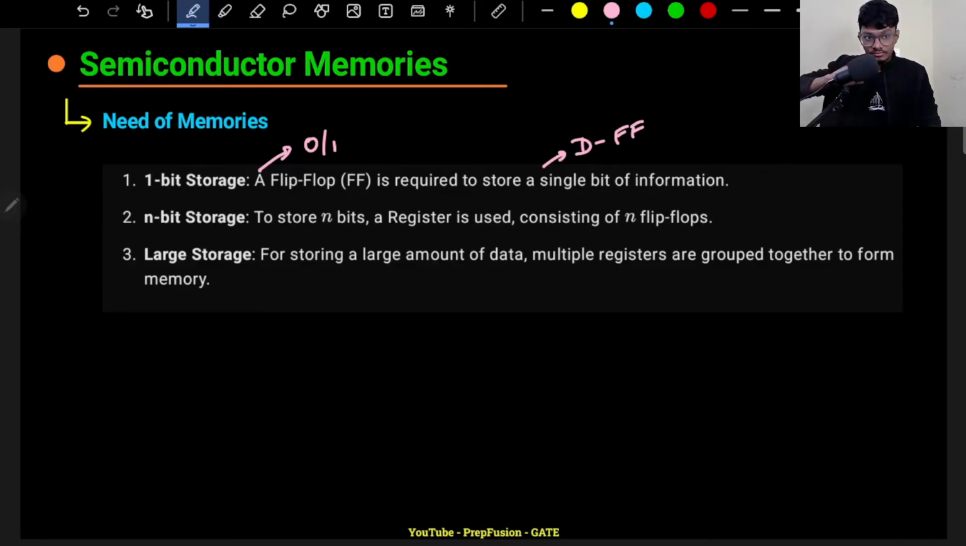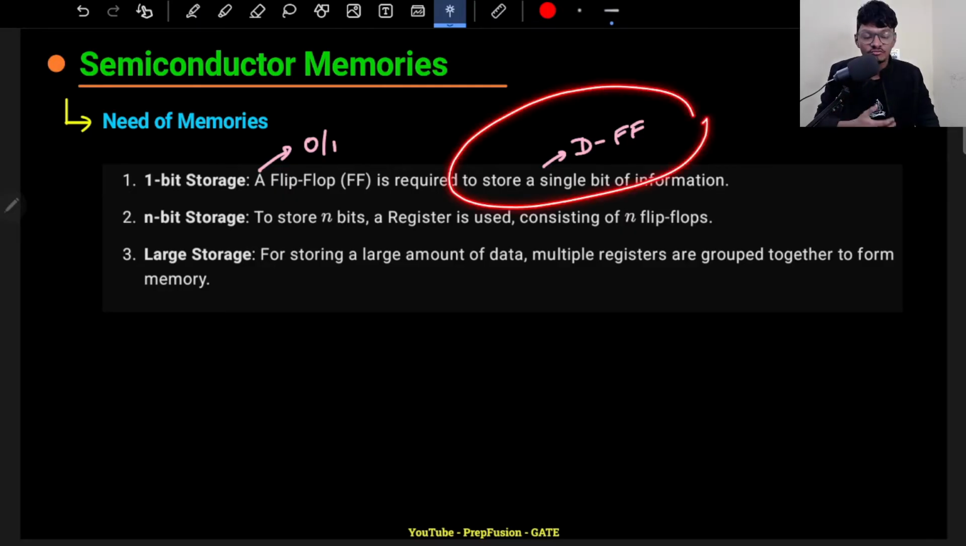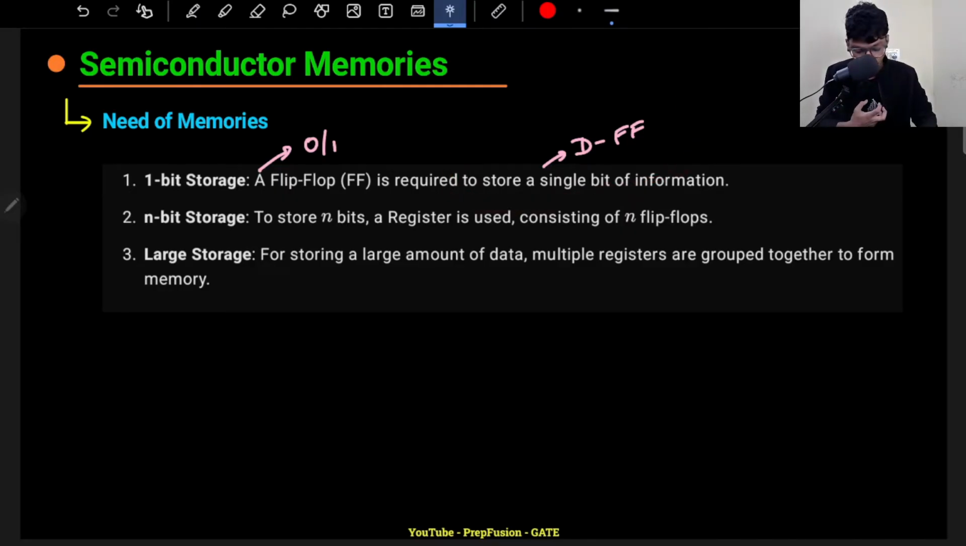First, you have to go back and study all the combinational circuits and sequential circuits. Then only you will be able to understand flip-flops and all those things. So it will be better if you have revised your flip-flop topics. Basically, 0 and 1 can be stored using D flip-flops. We modify it as well for our betterment for storing data. I will show you that as well.